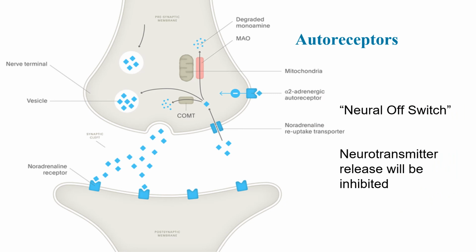And then finally, you've got a neural off switch, which is where autoreceptors cause the neurotransmitter release to be inhibited. So even if the action potential is released, sometimes, due to different things going on throughout the body, the neurotransmitter release can be inhibited even if the action potential is being released. This isn't something I'm going to test on. This is just something to finish up the set of slides.